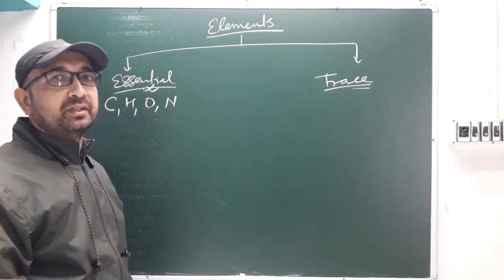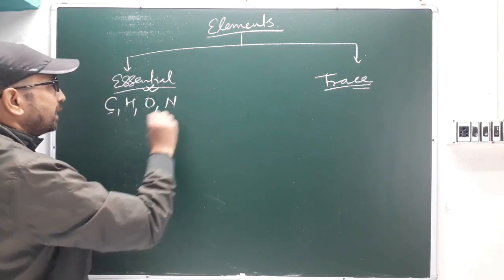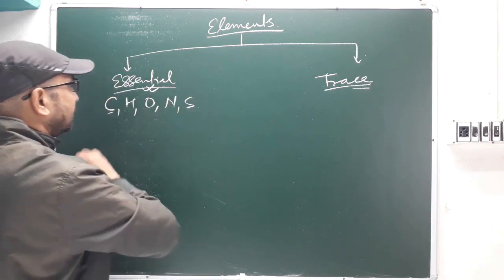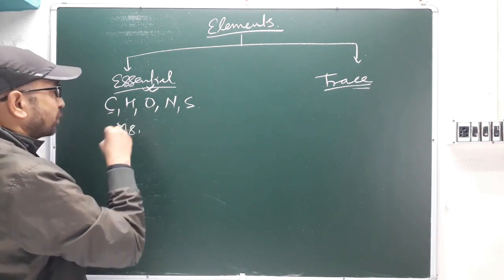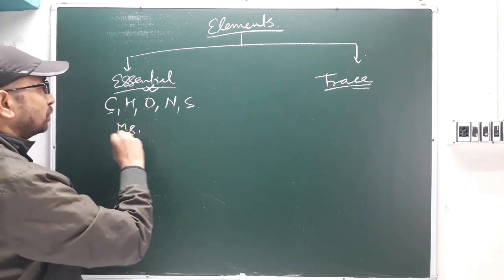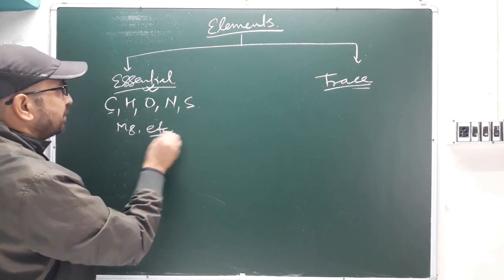Approximately 98% of our body is made up of carbon, then nitrogen, we have sulfur, and then what else? We have magnesium. So these are the essential elements.